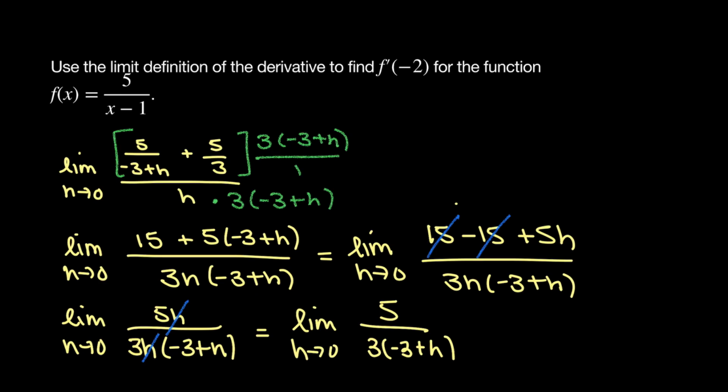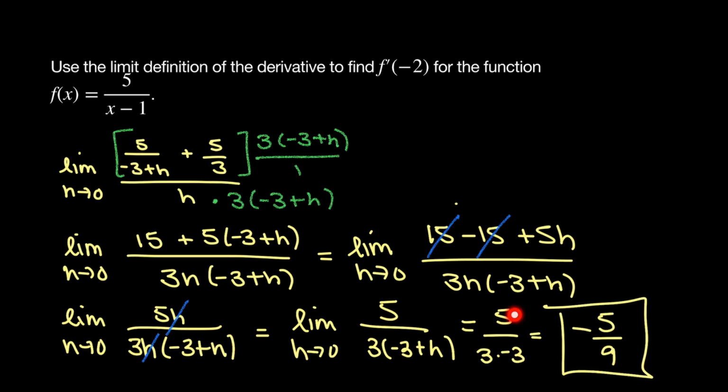To finish, we can plug in 0 for h, and that gives me 5 over 3 times negative 3, or negative 5/9. So f prime of negative 2, or the slope of the tangent line at x equals negative 2, is negative 5/9. That was my last example. As always, let me know if anything is unclear.